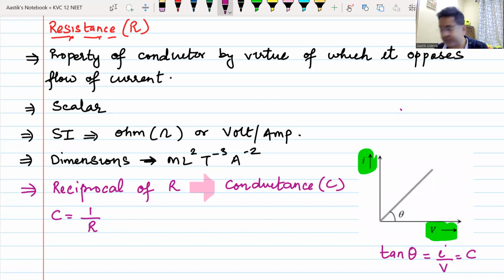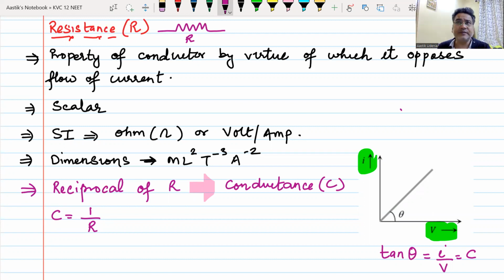Now, once we understand this resistance, you must also understand the symbol of resistance. I forgot to bring that symbol. So the symbol of resistance is like this. Do you know the symbol? Resistance R? So I forgot to give you the symbol. That is the electrical symbol of resistance.